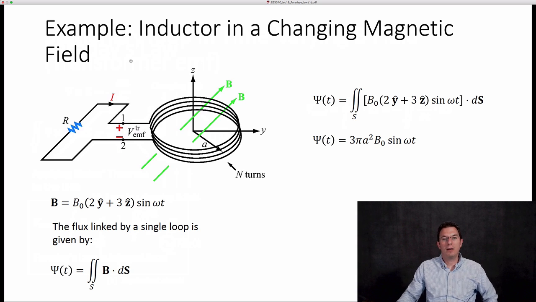Okay, let's look at a second example. This is an inductor in a changing magnetic field. So here's the geometry now. Again, we've got a time-varying magnetic flux density, a time-varying B field that looks like this: some constant times 2y hat plus 3z hat. So if we're looking here in the zy plane, the field is tilted at an angle. It's not at 90 degrees to the plane of the loop, but rather tilted at some angle. And it varies sinusoidally in time.